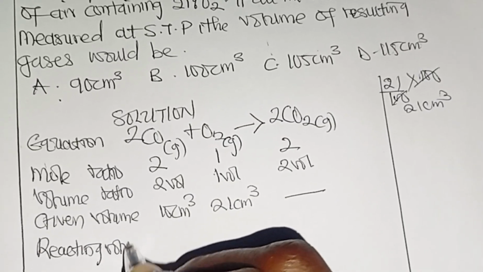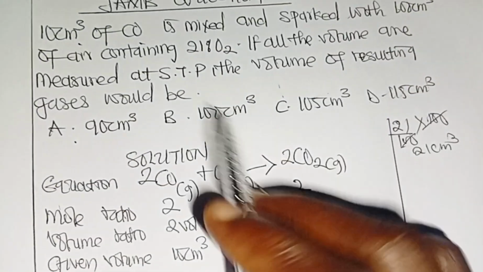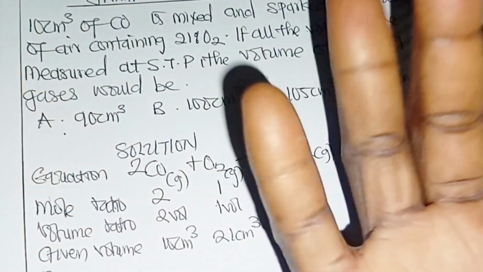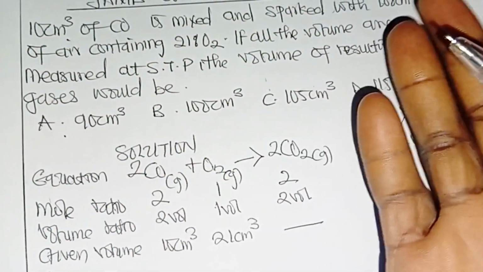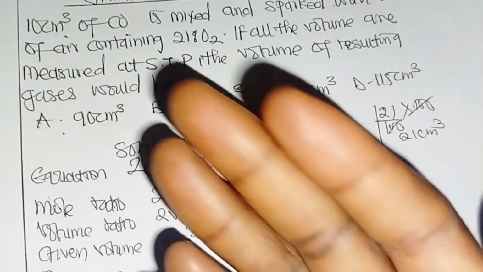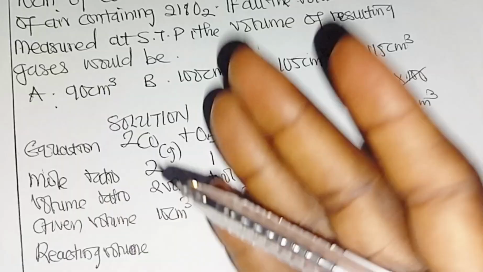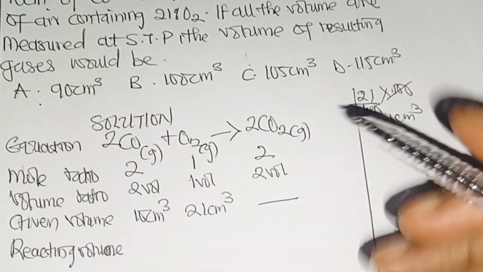And how do you get the reacting volume? Note that you have 10 cm cube of CO does not necessarily mean that all of it will react. Or that you have 21 cm cube of oxygen does not mean that all of it will react. It is your duty to get the reacting volume. And how do you get the reacting volume?